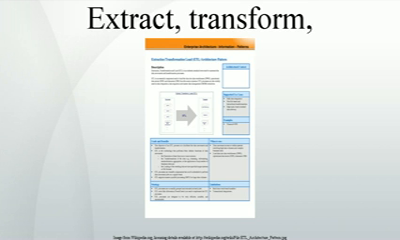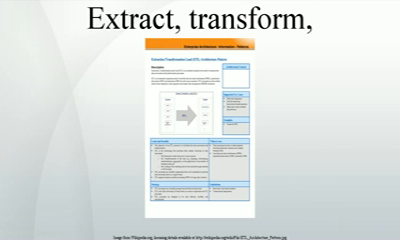In computing, extract, transform, and load refers to a process in database usage and especially in data warehousing that extracts data from outside sources, transforms it to fit operational needs, which can include quality levels, and loads it into the end target database, more specifically, an operational data store, data mart, or data warehouse.